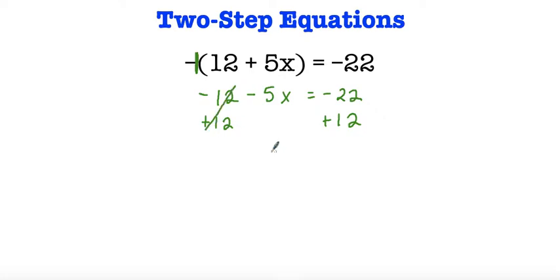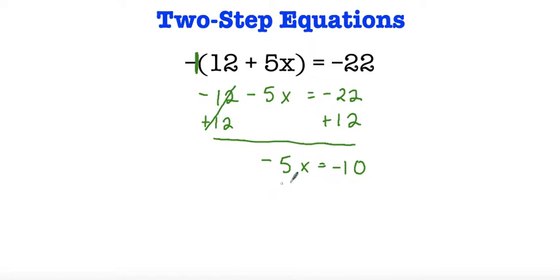And these two cancel out. And then you're left with negative 5x is equal to negative 22 plus 12. So the signs are different, so we're subtracting. So we get 10. And remember that we keep the sign of the number with the greatest absolute value, which is 22. So we actually have negative 10. So negative 5x is equal to negative 10.